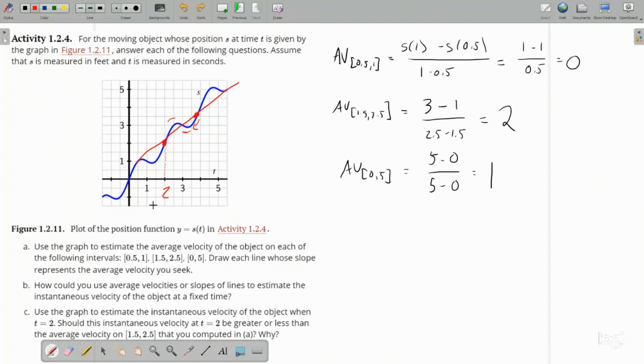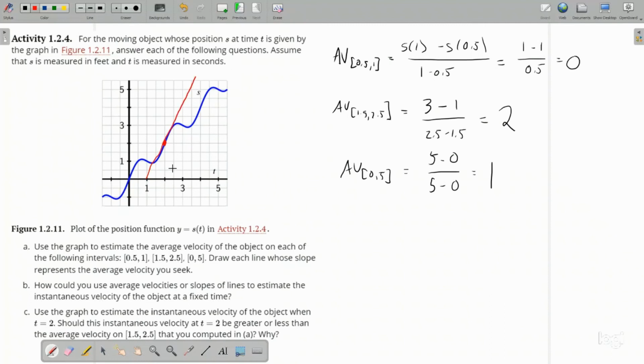Use the graph to estimate the instantaneous velocity of the object when t is equal to 2. So what we're going to do is we're going to take this t equals 2 point, and we're going to do our best to sketch the tangent line. Now this is always going to be a little bit sloppy, and especially because I'm doing this on a computer, it's even sloppier, but on a physical sheet of paper you can take a ruler and try to really line things up. But close enough. That's not bad.